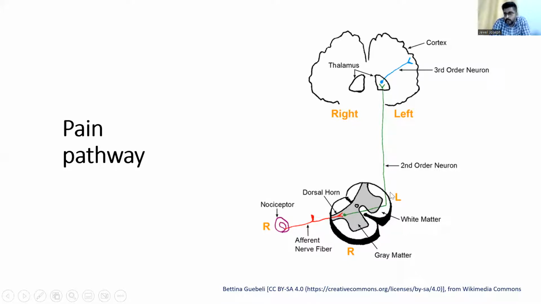From there, through the ascending spinothalamic tract, those sensations will be transmitted to the thalamus, and from there it will be transmitted to the somatosensory cortex, where the pain perception takes place. From there, descending pathways come down to regulate the pain. So this is the classic example of the pain pathway.